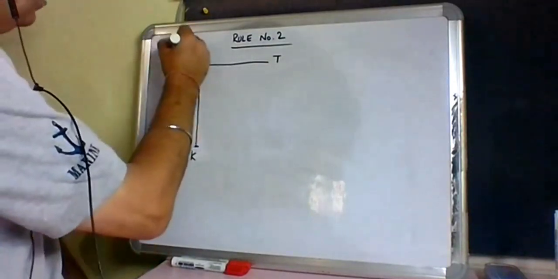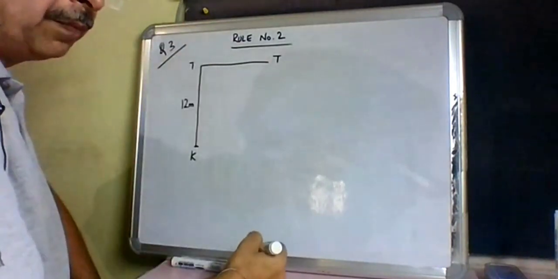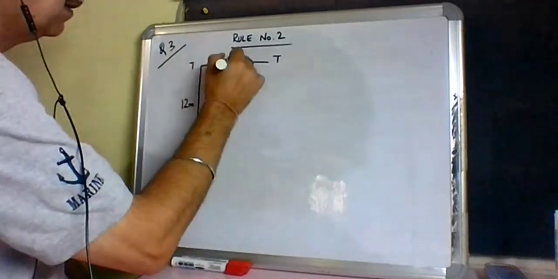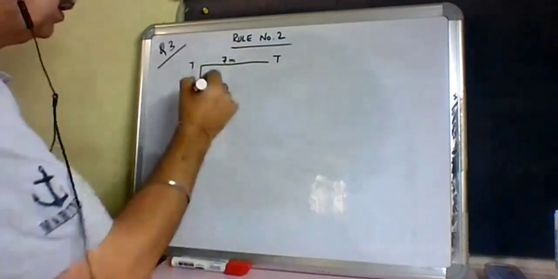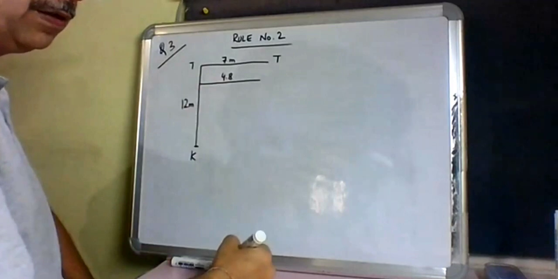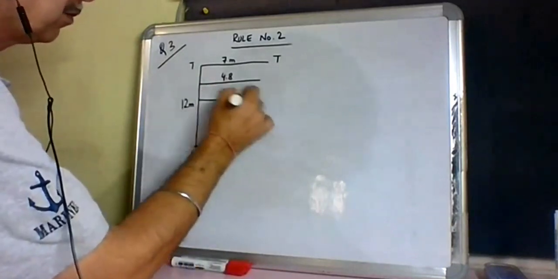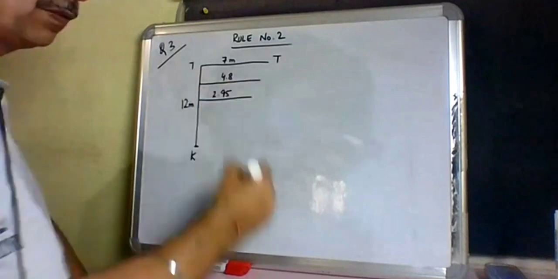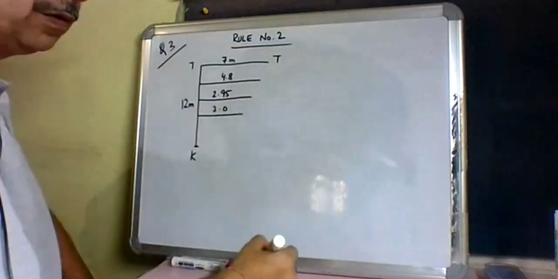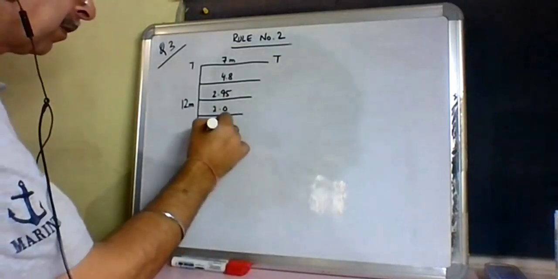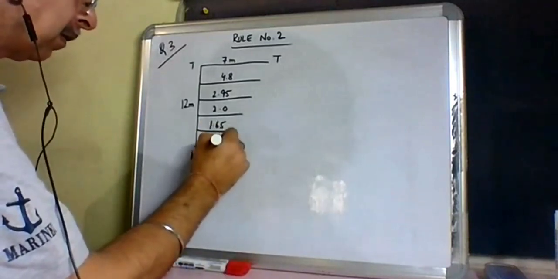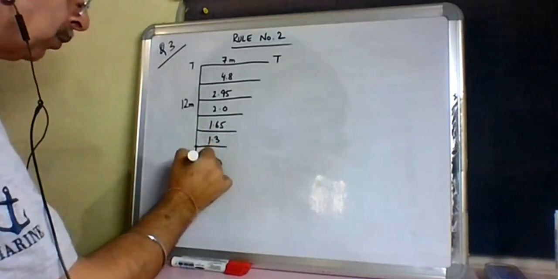So I'm doing question number 3. The half breadths at equal interval from top are 7. So this is 7, this is the half breadth. The next one is 4.8. The next one is 2.95. Next one is 2. Next one is 1.65. Next one is 1.3. And the last one is 0.